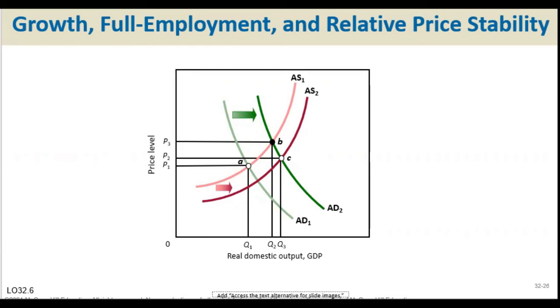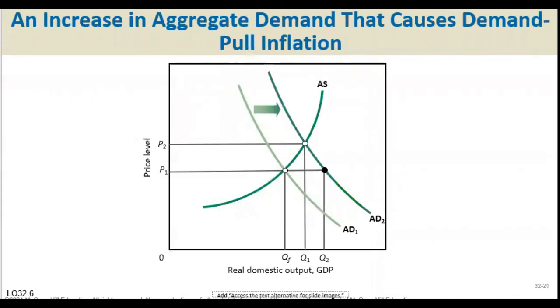Okay, so there's one more graph that I want to explore with you, this one, for instance. This figure shows an increase in aggregate demand that caused demand-pull inflation. So the increase in aggregate demand from D1 to D2 caused inflation here, which is demand-pull inflation, and the prices on the market rise from P1 to P2.